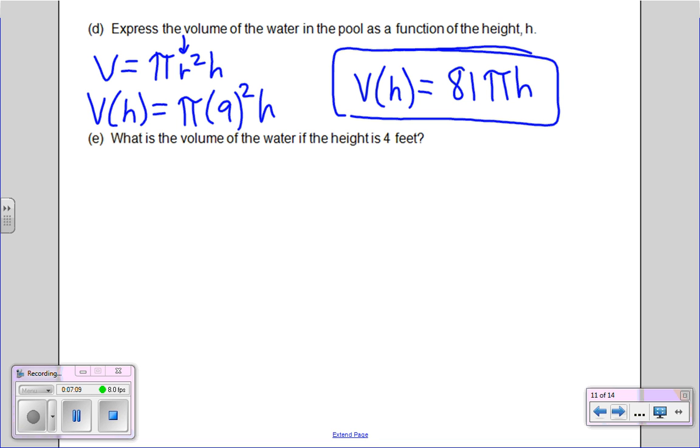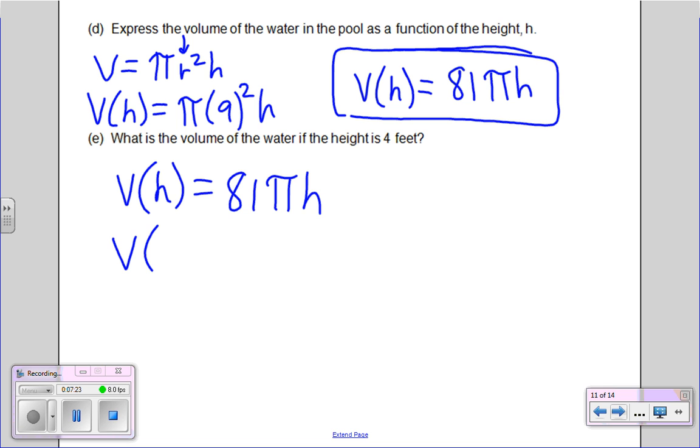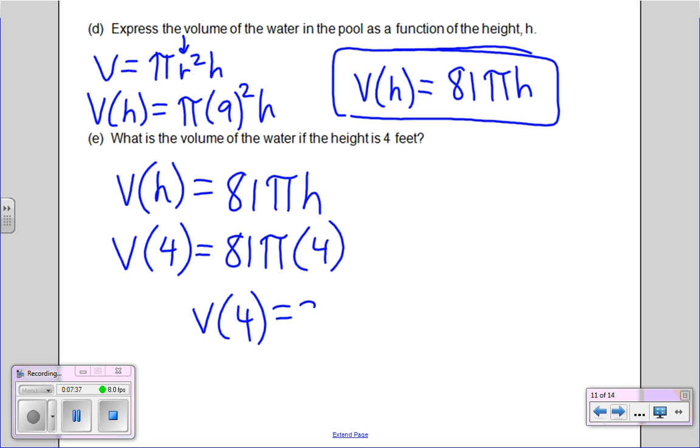Then it says, what is the volume of the water if the height is 4 feet? I'm going to use my formula as a function of the height, which means it depends on what the height is. If the height is 4, I'm going to plug in 4 for h. So 81 times 4 would be 324 pi cubic feet.